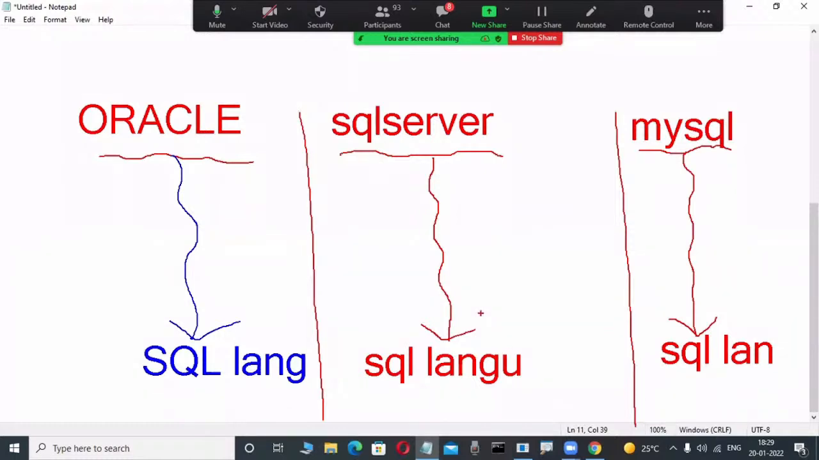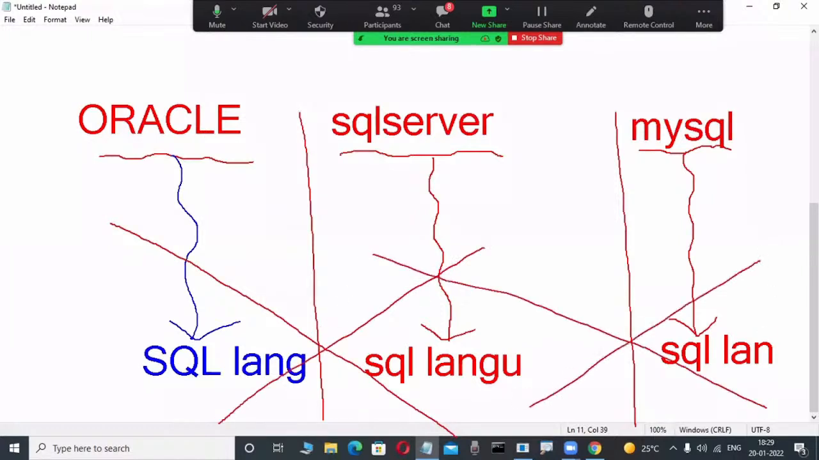Easy. Maybe some technical persons in our class are saying: are these SQL languages the same or different? Very good. In our class, so many fellows are saying they are the same. That is 100% wrong. These SQL languages are different, not the same.